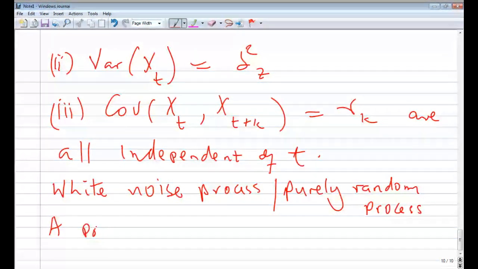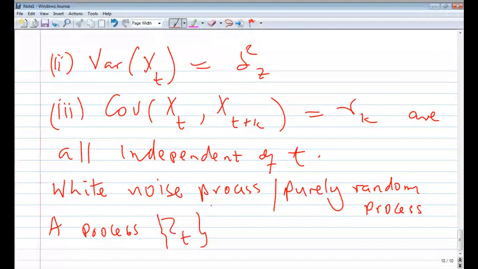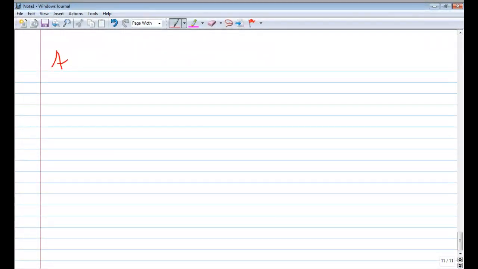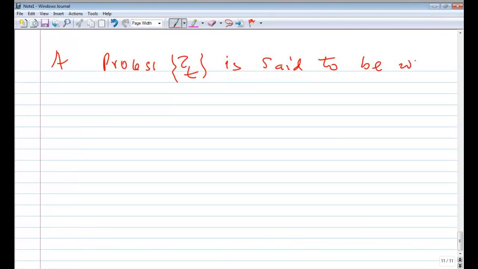A process Z_t this time around is said to be a process Z_t. Sir, can you go back? No, I'm writing it again. It's the same thing. A process Z_t, said to be white.